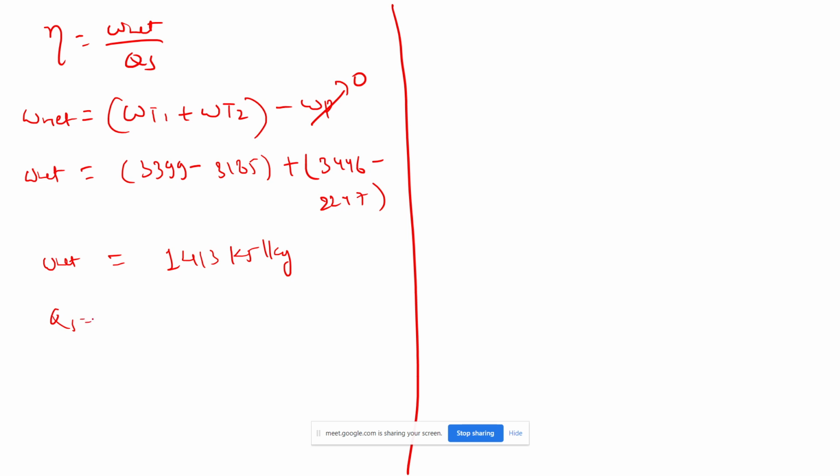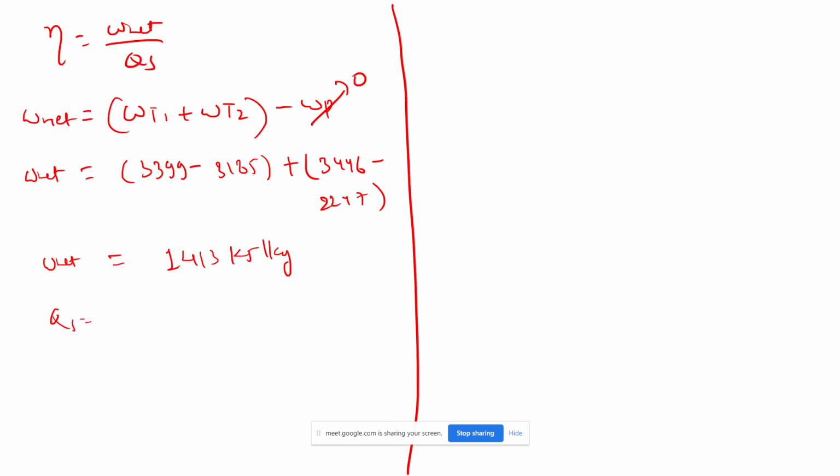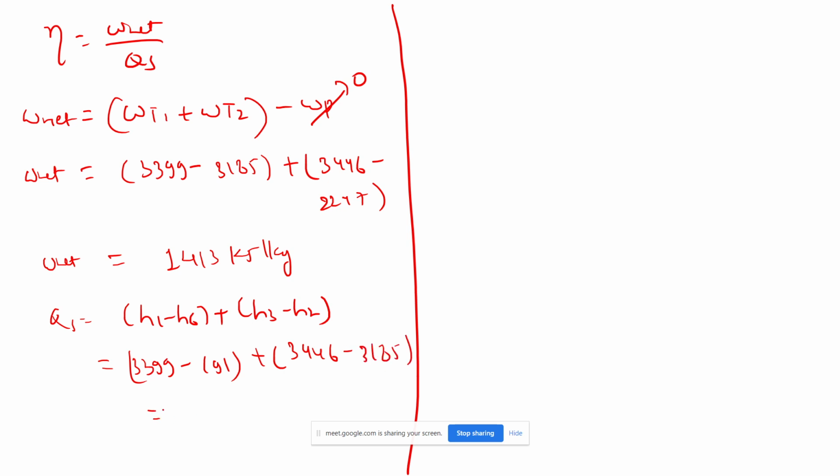Now, heat supplied. What will be the heat supplied? It will be in the two cycle: one is H1 minus H6, and second is H3 minus H2. Okay. H1 minus H6 plus H3 minus H2. What is the enthalpy of 1? 3399 minus H6 191 plus H3 3446 minus H2 3185. What is the value you have got for the Q supply? 3469 kilojoule per kg.